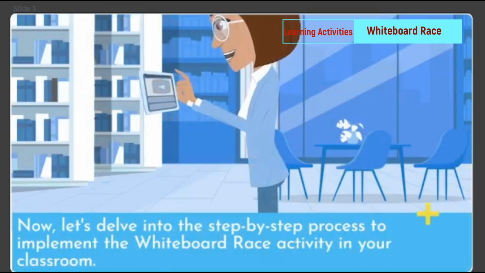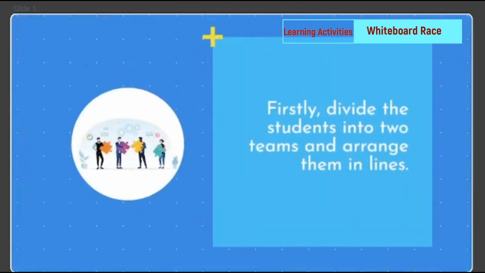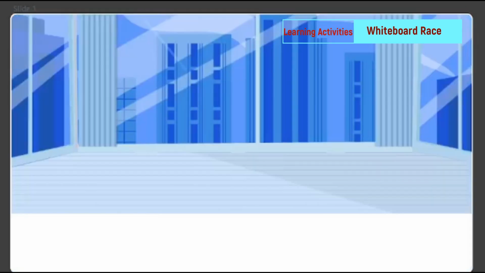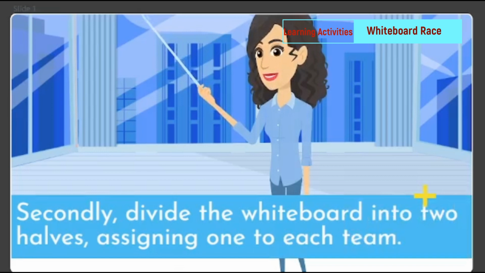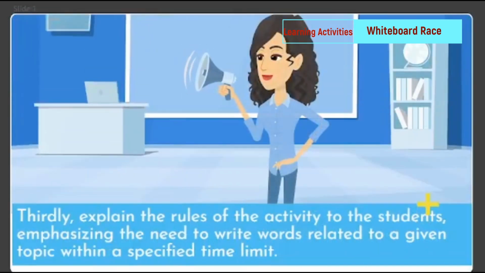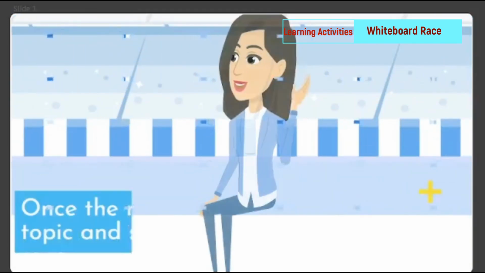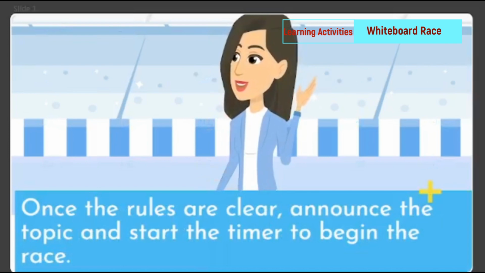Now, let's delve into the step-by-step process to implement the Whiteboard Race activity in your classroom. Firstly, divide the students into two teams and arrange them in lines. Secondly, divide the whiteboard into two halves, assigning one to each team. Thirdly, explain the rules of the activity to the students, emphasizing the need to write words related to a given topic within a specified time limit. Once the rules are clear, announce the topic and start the timer to begin the race.